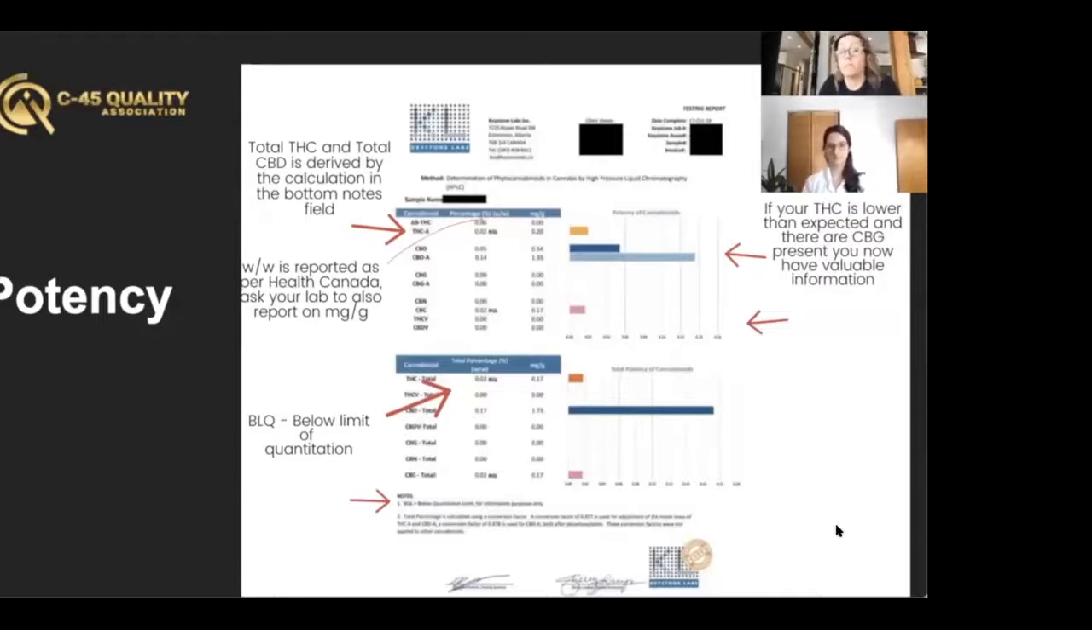Also with potency, something to note, sometimes a producer will say, hey, my THC should be a lot higher. Look at the whole report. There are probably clues as to why THC might have been lower. And sometimes when I'm looking at a report with a client, if they have elevated CBG, that will tell me that they harvested a little bit early and that their THC could have been higher if the product had been on the vine or the plant longer.